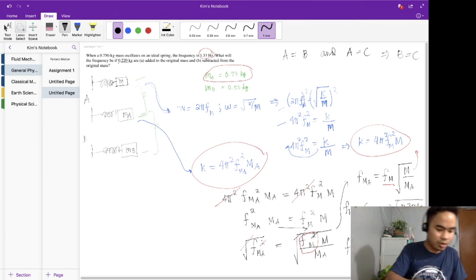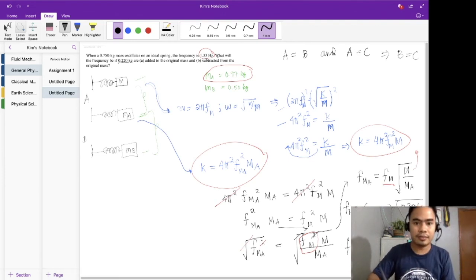So let me just work with my calculator here. So 1.33, the square root of 0.750, 0.97. So you have 1.17. So you are getting 1.17 hertz.